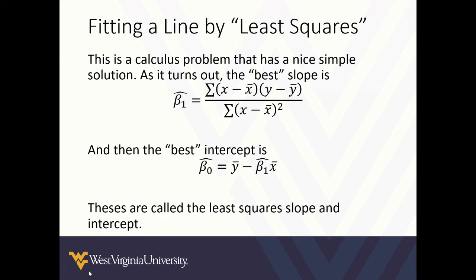And so as it turns out, the best slope is beta 1 hat, which is equal to the summation of x minus the sample mean of x multiplied by the quantity of y minus the sample mean of y, all over the summation of the quantity of x minus the sample mean of x, squared. And the best intercept is beta naught hat, which is equal to the sample mean of y minus beta 1 hat as calculated above, multiplied by the sample mean of x. These are what we call our least squares slope and intercept.